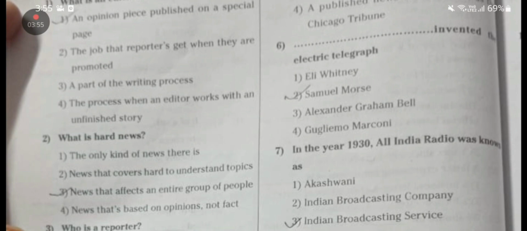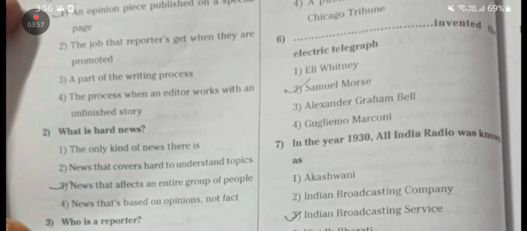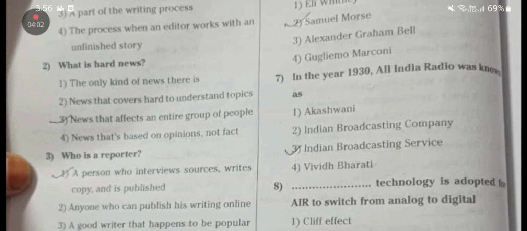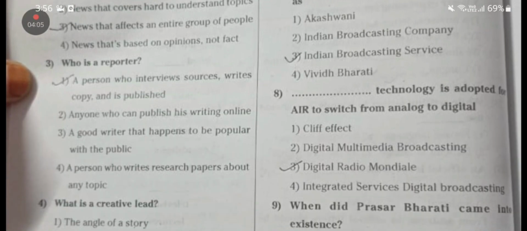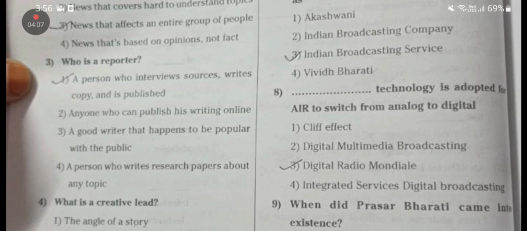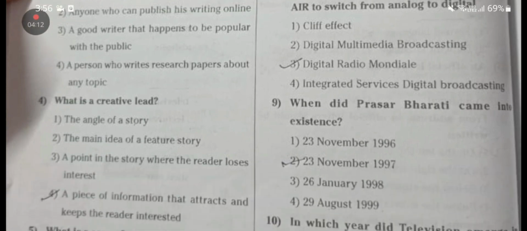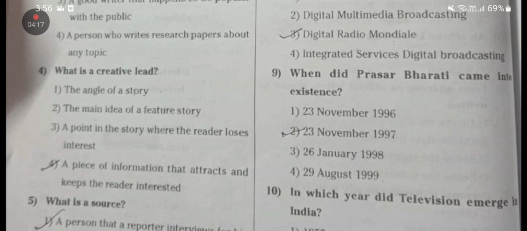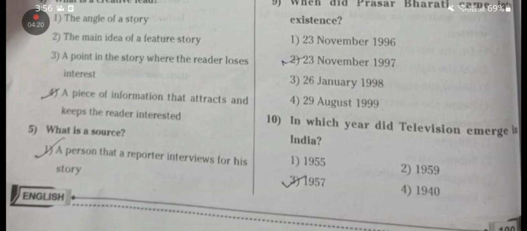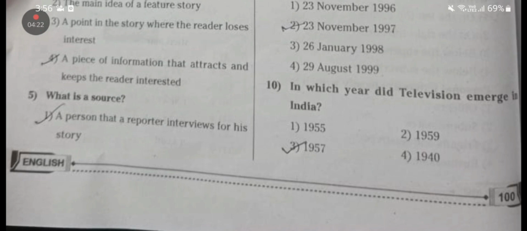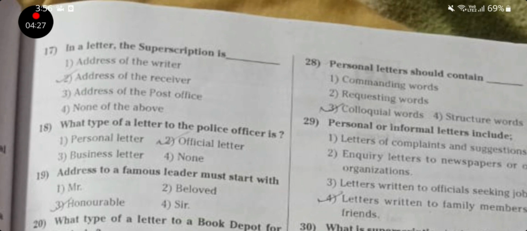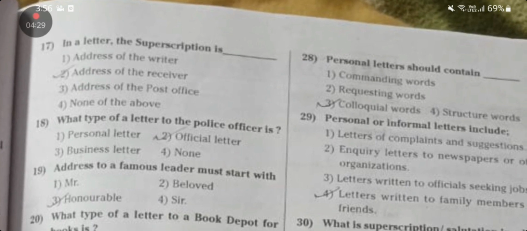The electric telegraph was invented by Samuel Morse. In the year 1930, All India Radio was known as Indian Broadcasting Service. DRM technology is adopted by AIR to switch from analog to digital: Digital Radio Mondiale. When did Prasar Bharati come into existence? 23rd November 1997. In which year did television emerge in India? 1957. In a letter, the subscription is the address of the receiver.